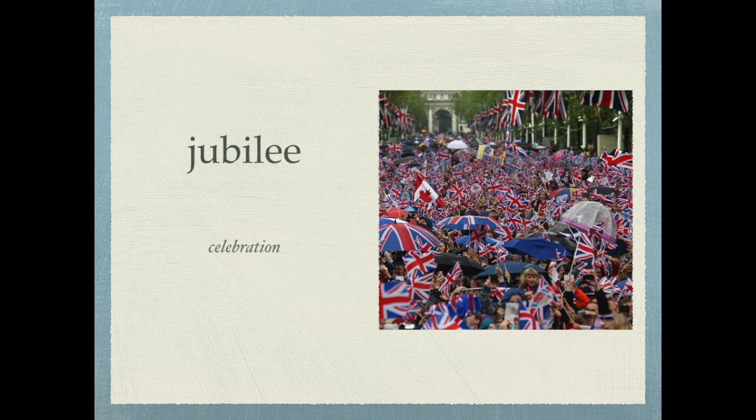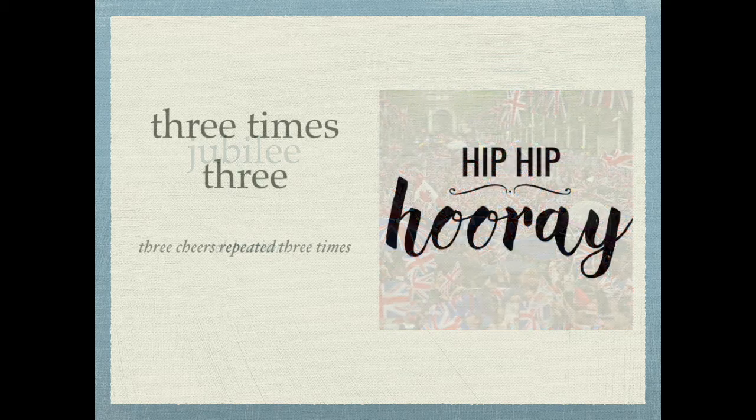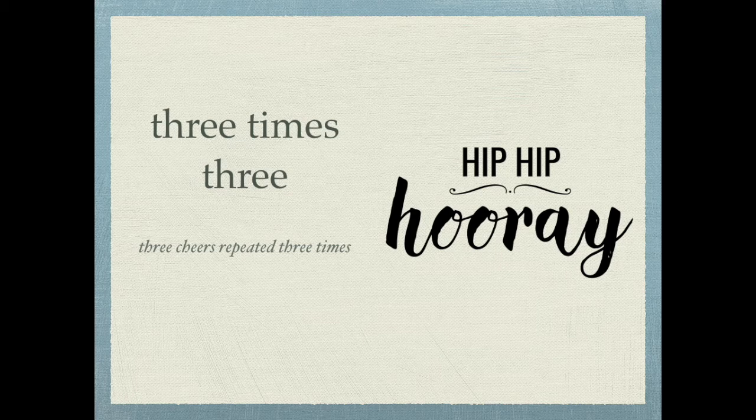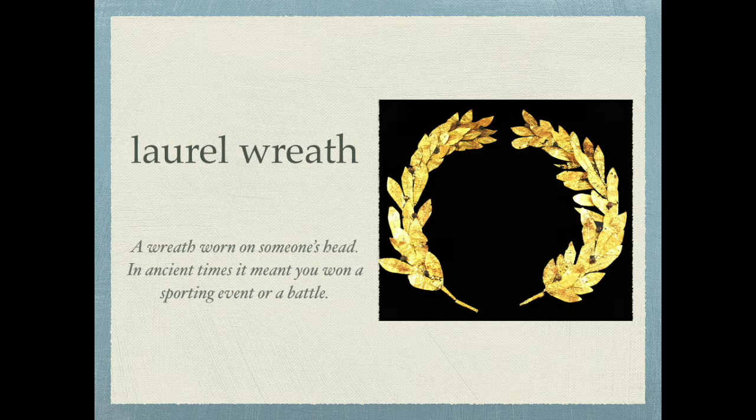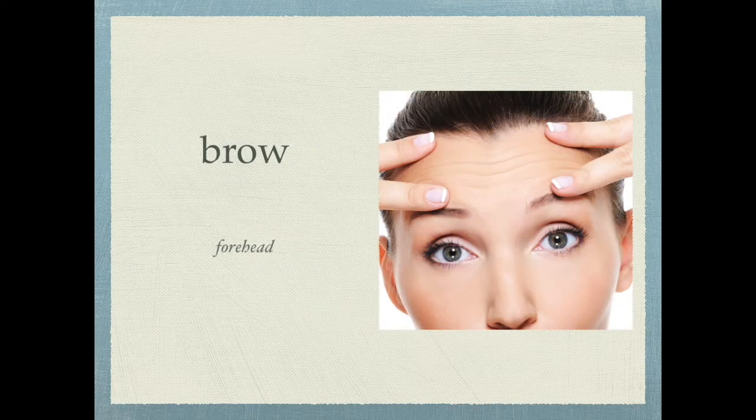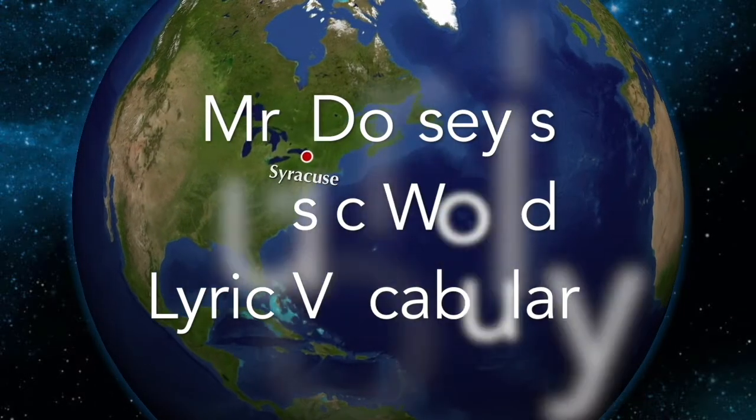Jubilee: a celebration. Three times three: three cheers repeated three times, like hip hip, hooray, hip hip, hooray, hip hip, hooray. Laurel wreath: a wreath worn on someone's head. In ancient times, it meant you won a sporting event or a battle. Brow: forehead.